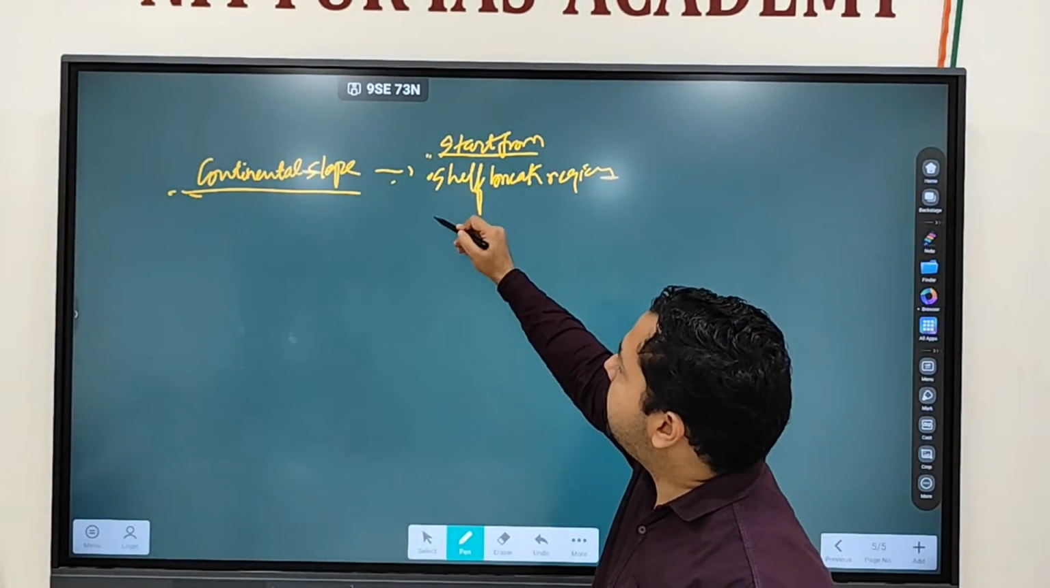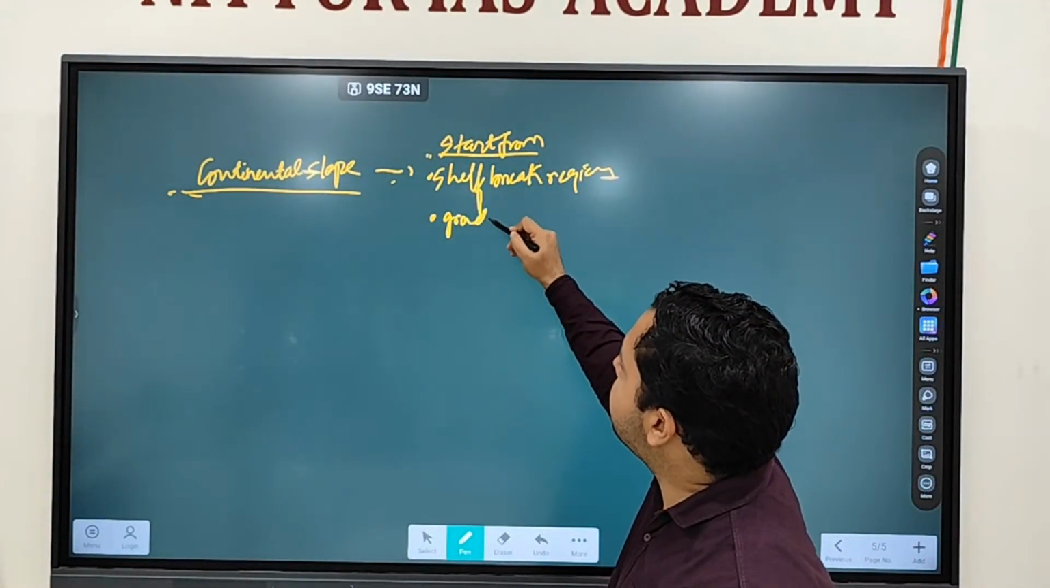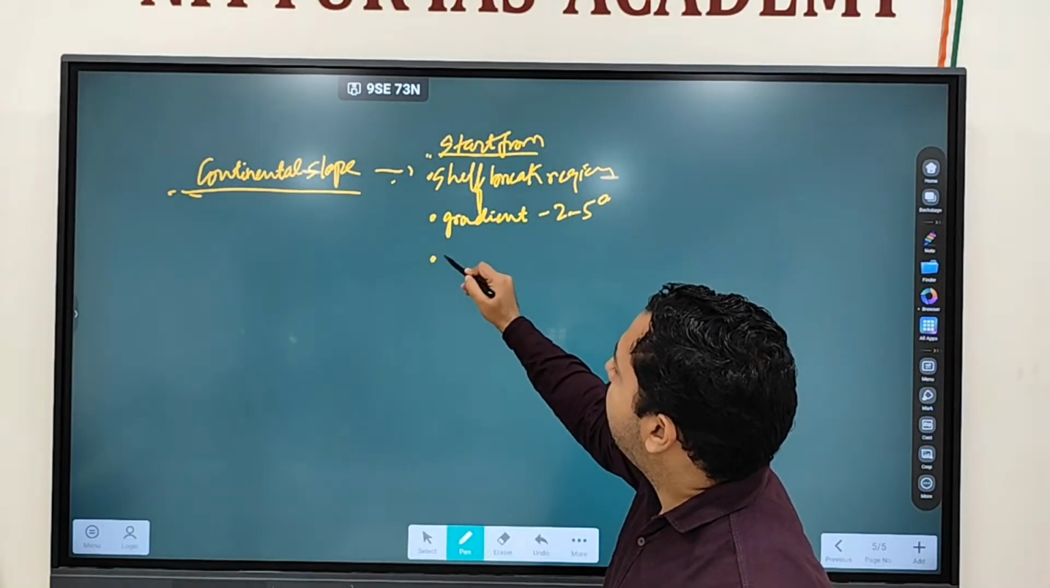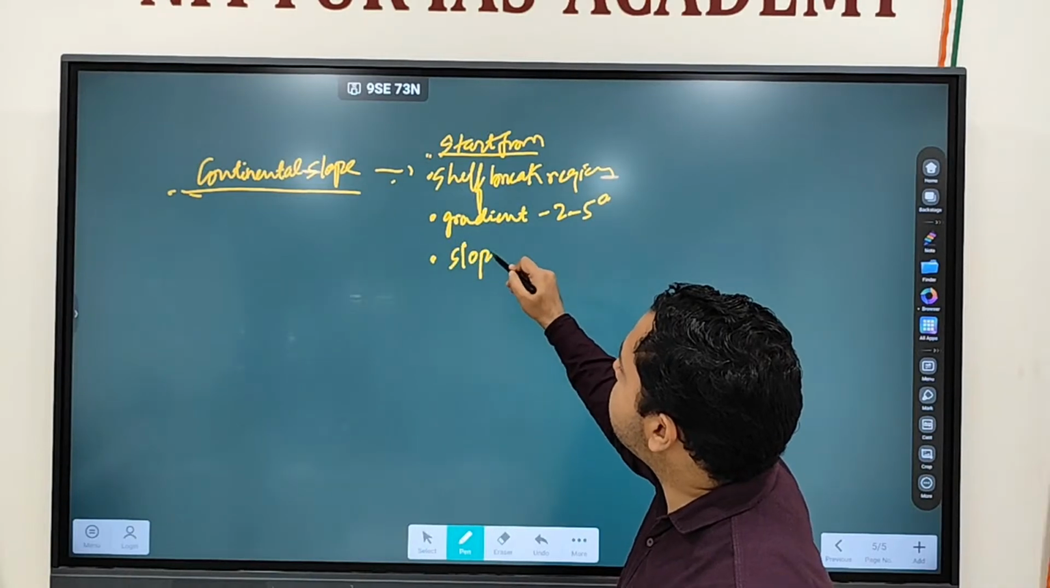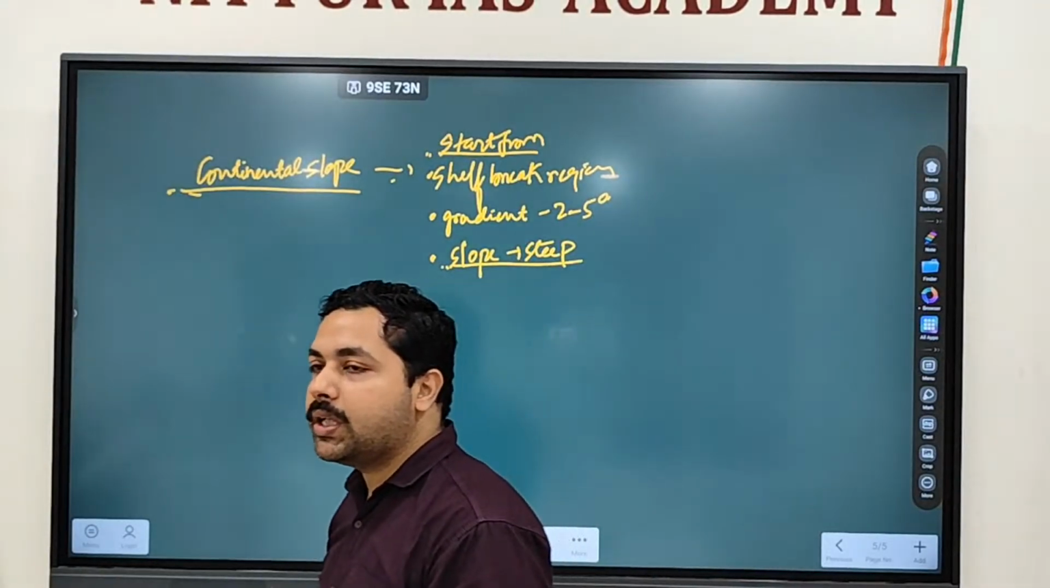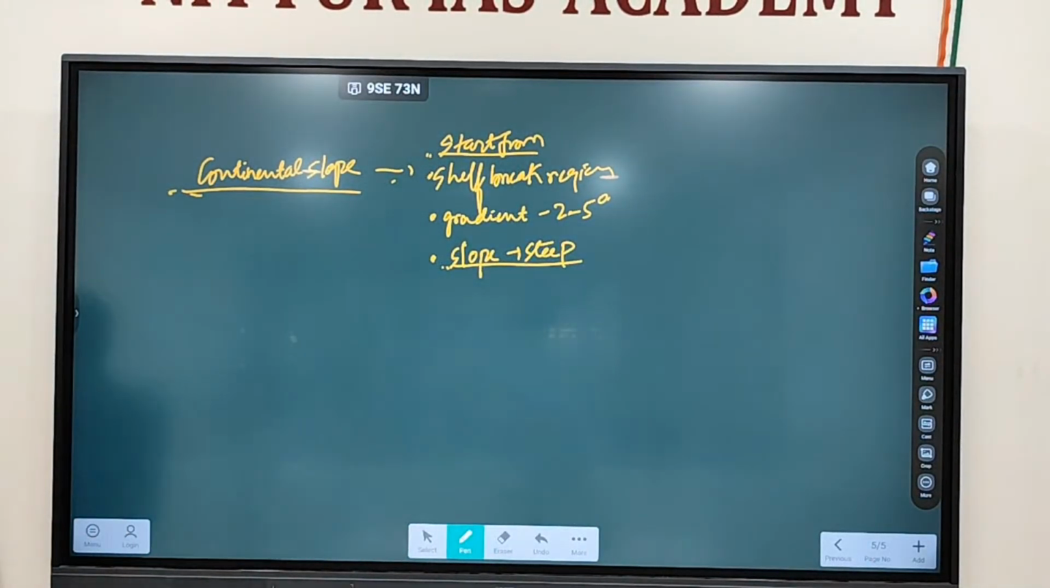And you'll see the gradient is around 2 to 5 degrees at this region, and the slope will be more steep in nature. The gradient will be around 2 to 5 degrees, while the slope will be steep in the continental slope region. So it starts from where? It starts from the shelf break region, and the gradient is around 2 to 5 degrees. You'll find slopes are steep in nature.